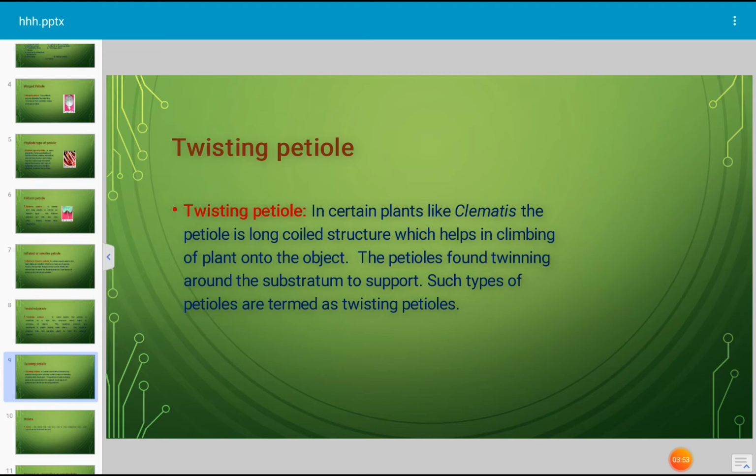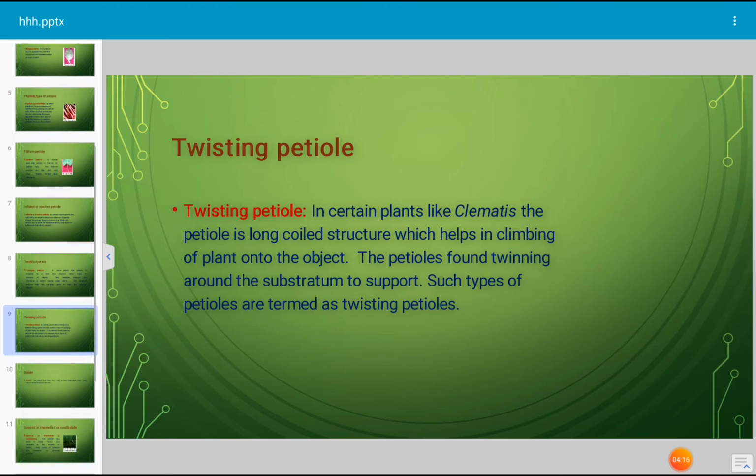Another type of petiole which is made on the basis of its structure, that is twisting petiole. In certain plants like clematis, this is the plant, the petiole is a long coiled structure which helps in climbing of the plant onto the object. The petioles are found twining around the substratum to support. Such type of petioles are described as twisting petioles.